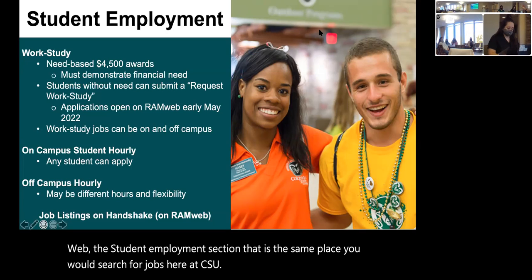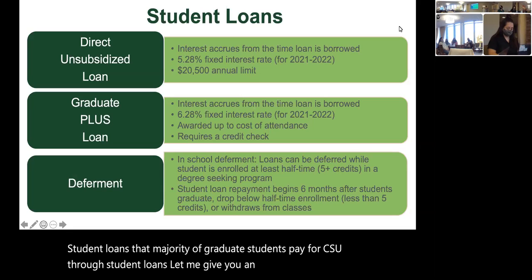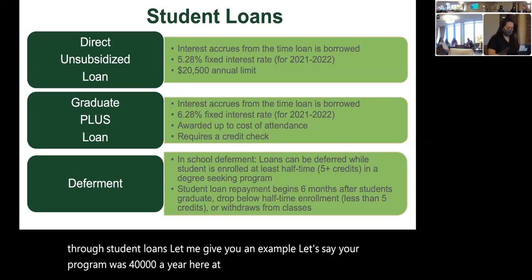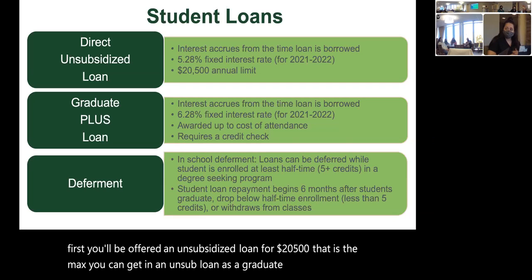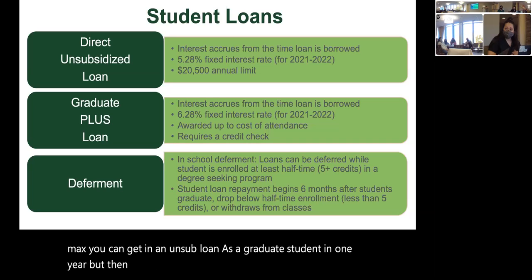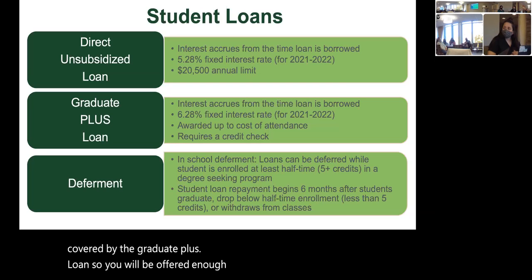Student loans. The majority of graduate students pay for CSU through student loans. Let me give you an example. Let's say your program was $40,000 a year here at CSU. What I see most often is first, you'll be offered an unsubsidized loan for $20,500. That is the max you can get in an unsub loan as a graduate student in 1 year. But then the remaining amount, the $19,500, will be covered by the Graduate Plus loan. So you will be offered exactly enough to cover your entire cost of attendance for the year.